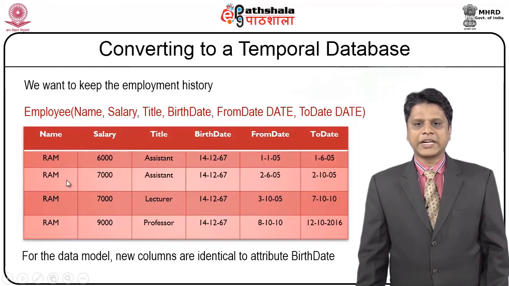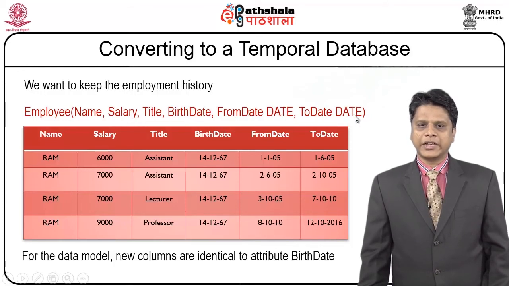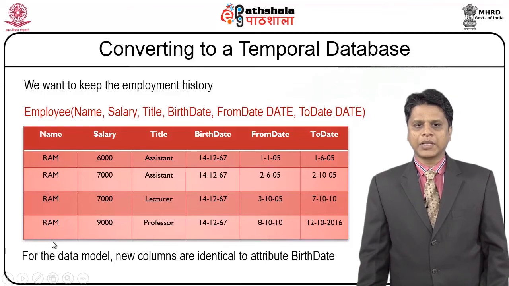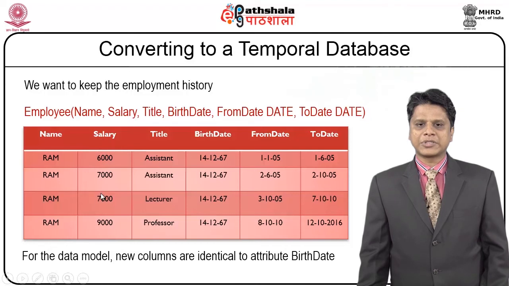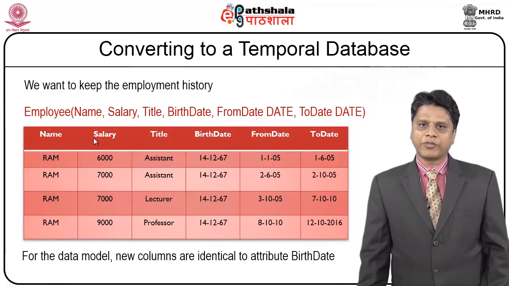If you look at this database, the employee has attributes like name, salary, title, birth date, from date, and to date, mentioned in date format. These are the values associated with a specific person named Ram. The salary details quite fortunately vary for the same person over a time period. So for an interval in time, this salary has been revised.